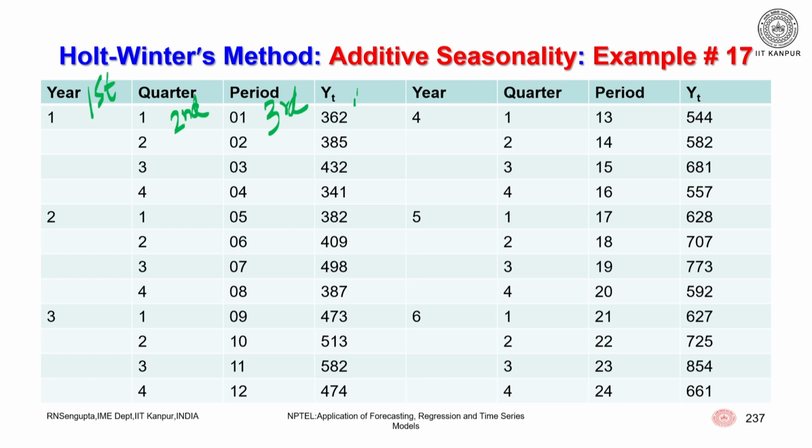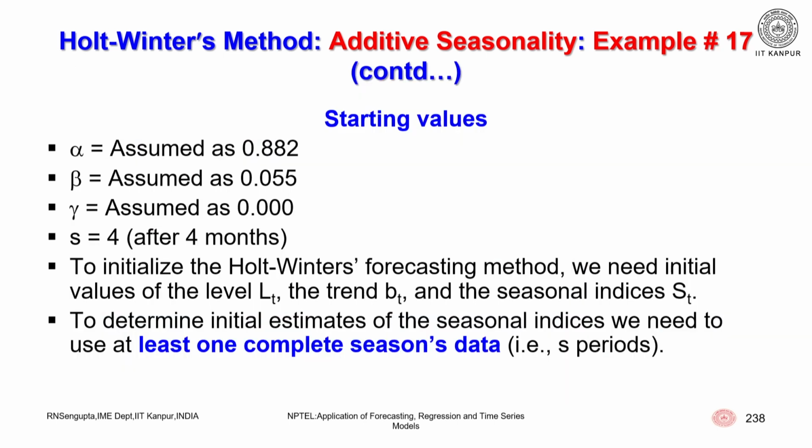Then in the fourth column you have y, which is the actual value, and then the fifth, sixth, seventh, eighth columns are again the repetition of year, quarter, period and the actual value. So, now I will try to solve the problem.